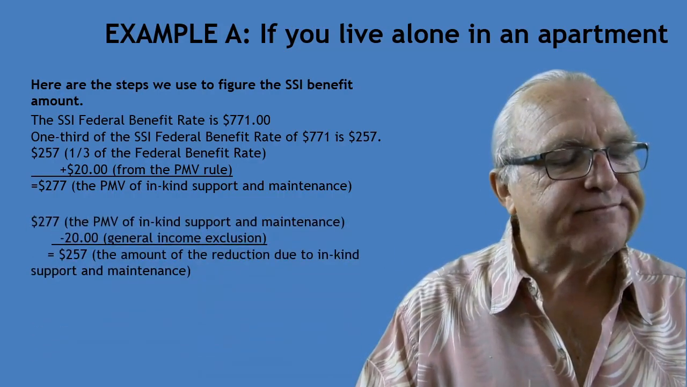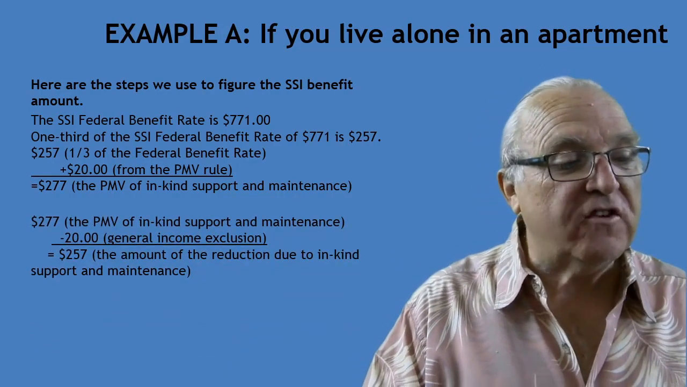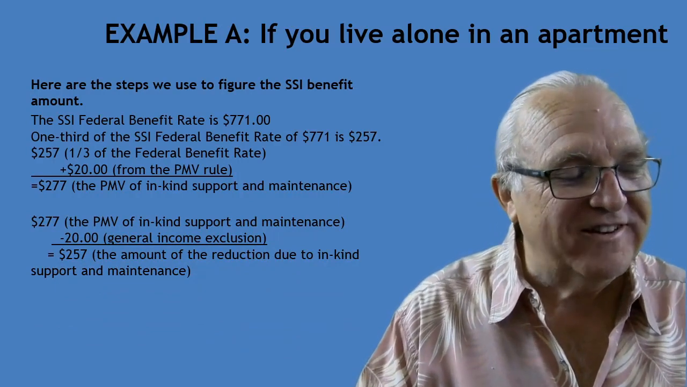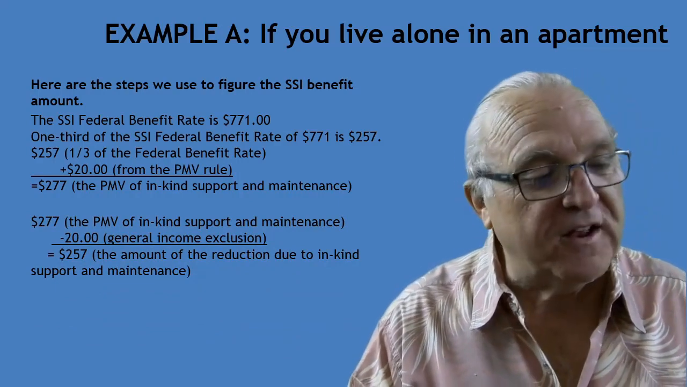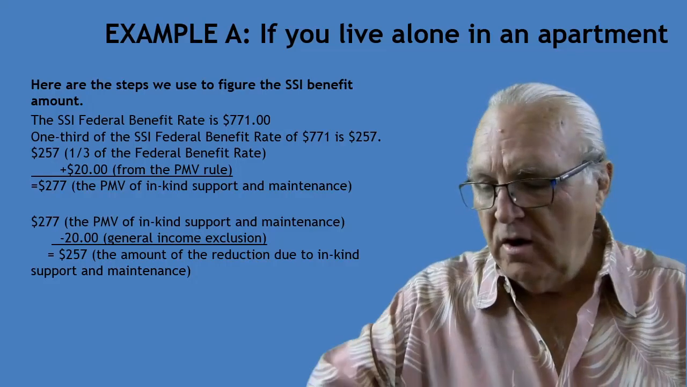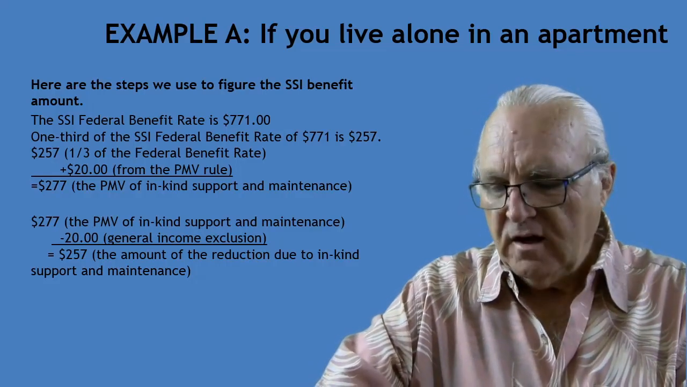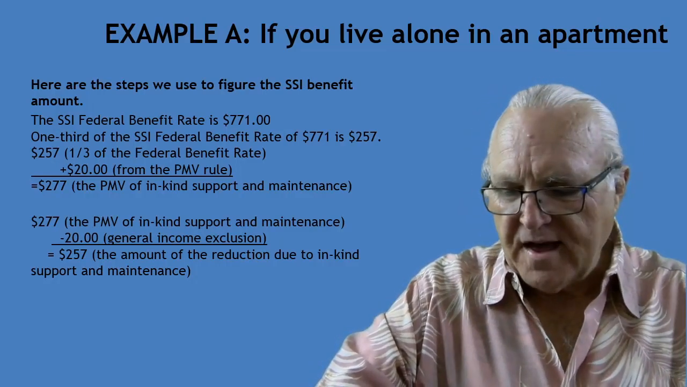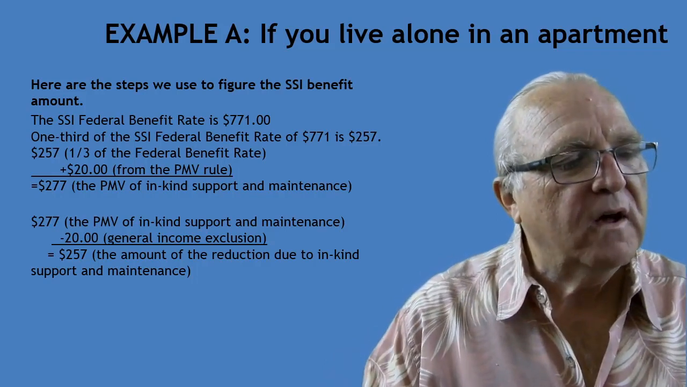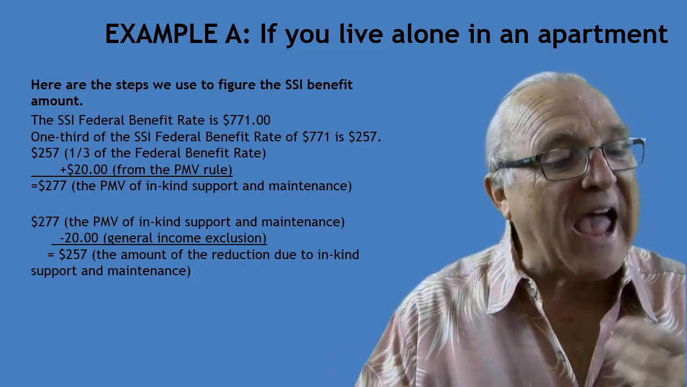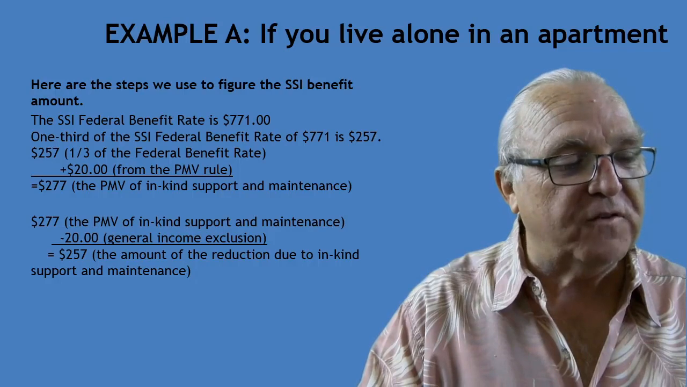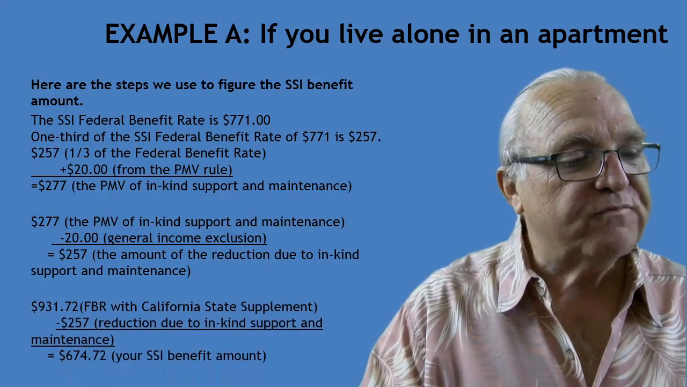$277. Now what they actually do is they take the $277 reduction, and if you haven't used it for something else, then they subtract back out the $20 disregard for an actual reduction of $257 here.